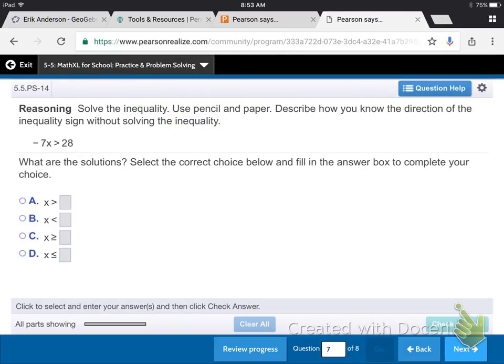Question 7 here says, solve the inequality, use pencil and paper. Describe how you know the direction of the inequality sign without solving. Well, before we solve, without solving, are we going to have to divide by a negative number? Yes, and that means the inequality is going to go from that to that. So we know right away that our answer choice has to be, which one? Look down below. It has to be this one, right? Because it's the only one with the proper inequality sign.